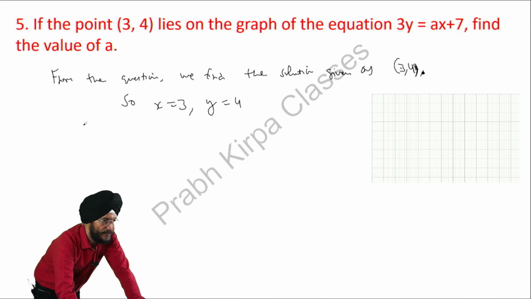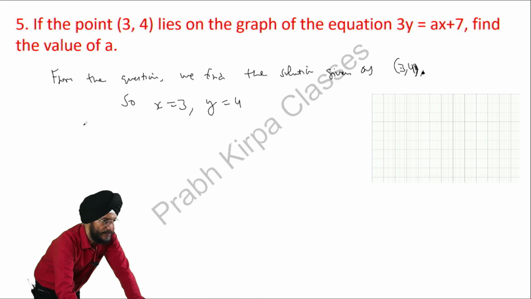If we put the values of x and y in this equation, what will happen? Let us see. 3 into 4 equals a into 3 plus 7. Now what happens? It becomes 3a plus 7. Then what happens? 3a is equal to 12 minus 7. What is the value of a? a is 5 over 3. This is the answer.